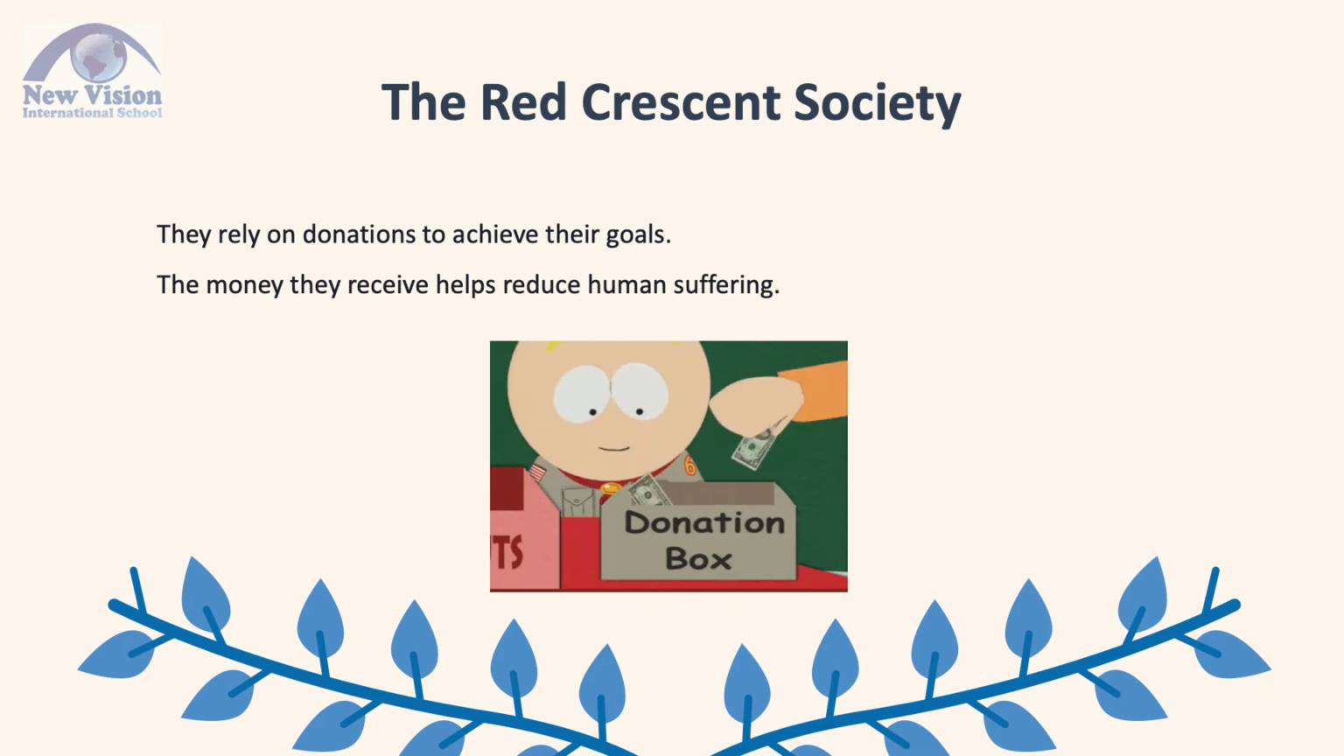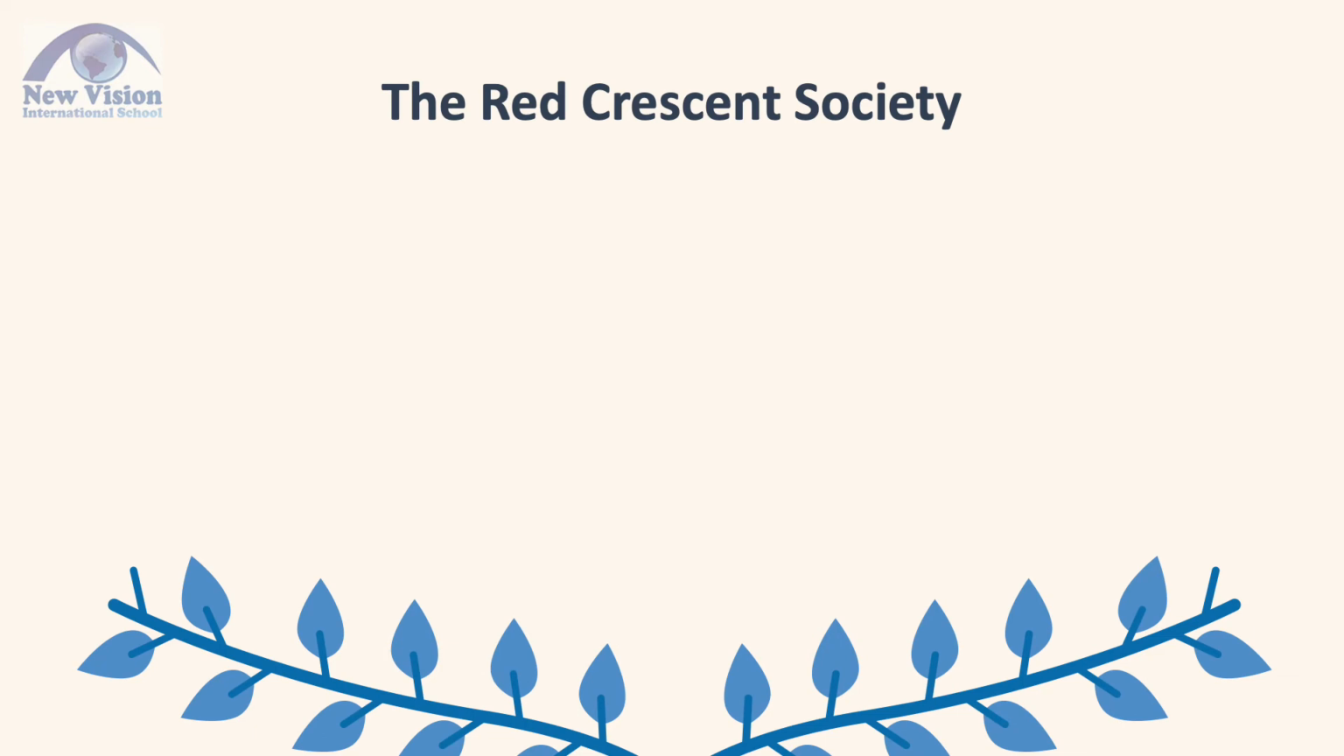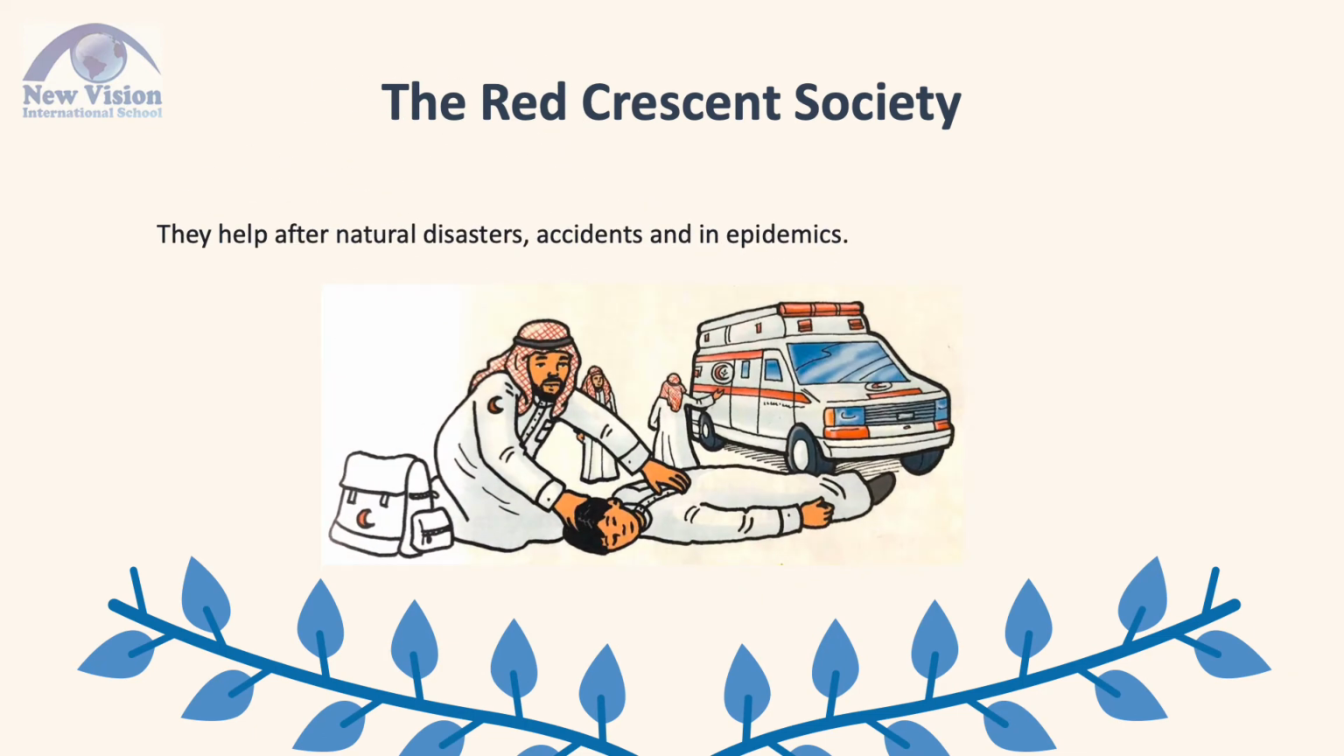They rely on donations to achieve their goals. The money they receive helps reduce human suffering. The Red Crescent Society also helps after natural disasters, accidents, and in epidemics. In Saudi Arabia, the Red Crescent Society has its headquarters in Riyadh. They operate health clinics during Hajj, which provide first aid to pilgrims. They also have vehicles to transport emergency cases to the nearest medical center.